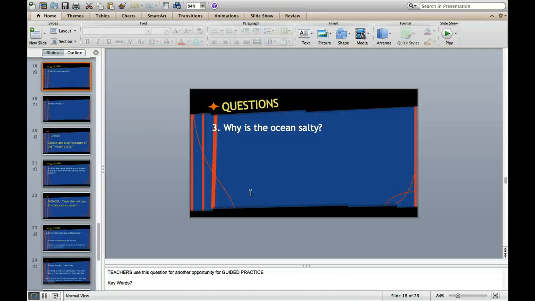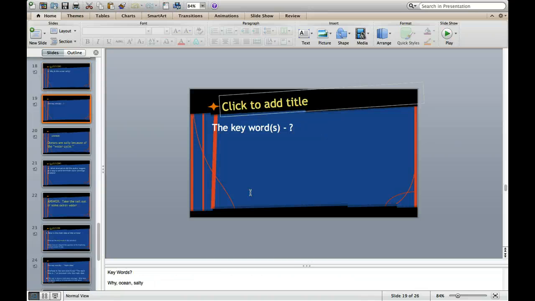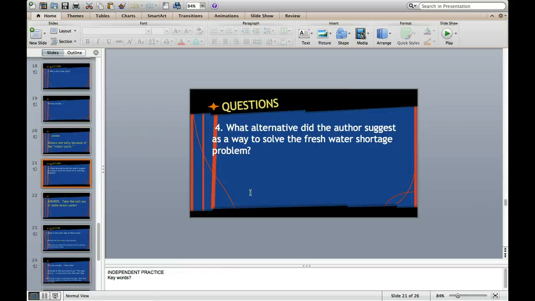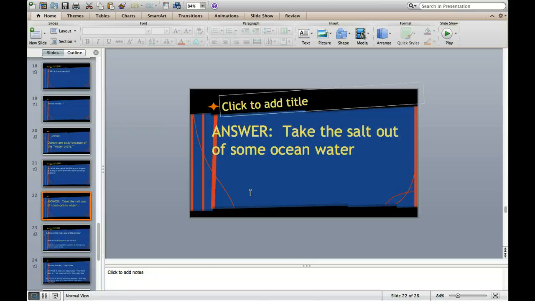Number 3, why is the ocean salty? Your key words are ocean and salty, right? Okay, so the correct answer would be oceans are salty because of the water cycle. Oops, let me jump back. If you had anything different from that, it's not correct because it's not exactly from the text, okay? The last question before the main idea is, what alternative did the author suggest? And this is really the only correct answer according to the text.